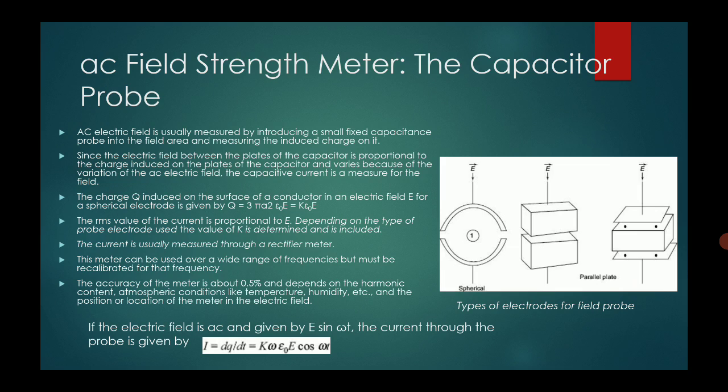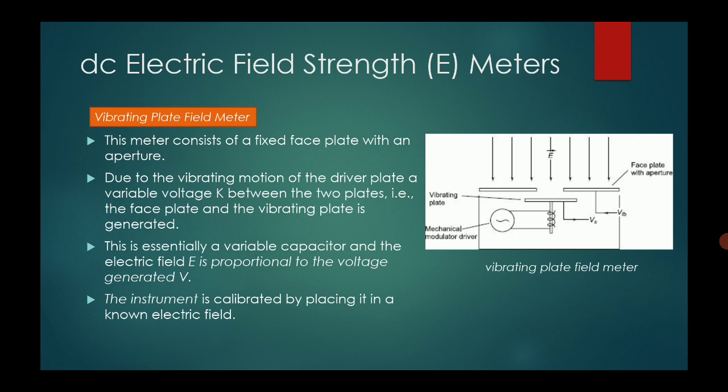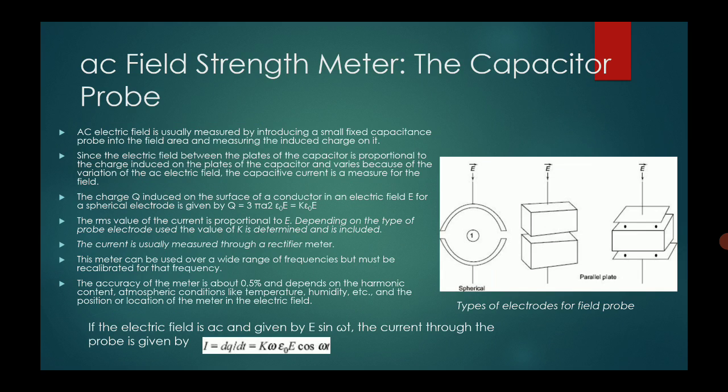So we have these different probes. Now these probes are used to measure the AC field. Previously we were talking about the DC electric fields. Now we'll talk about the AC electric fields. Since the electric field between the plates of the capacitor is proportional to the charges induced in the plates of the capacitor and varies because of the variation of the AC electric field, the capacitance current is measured for the field.